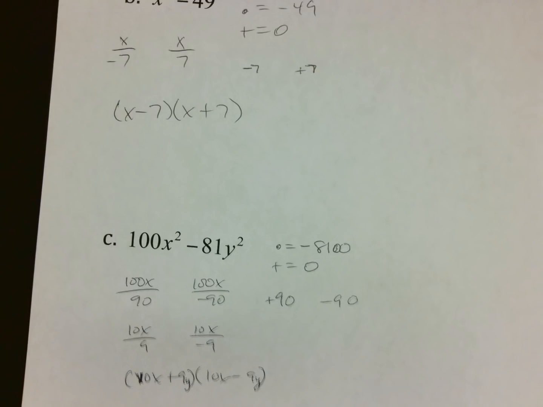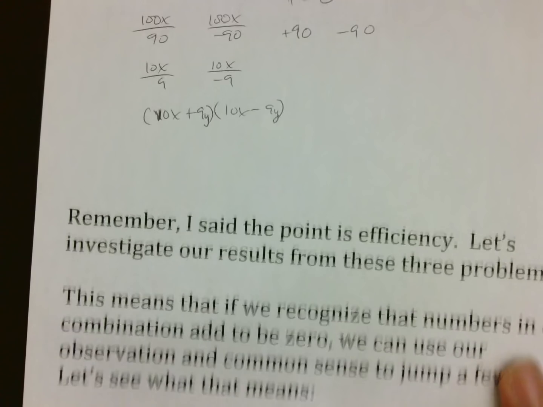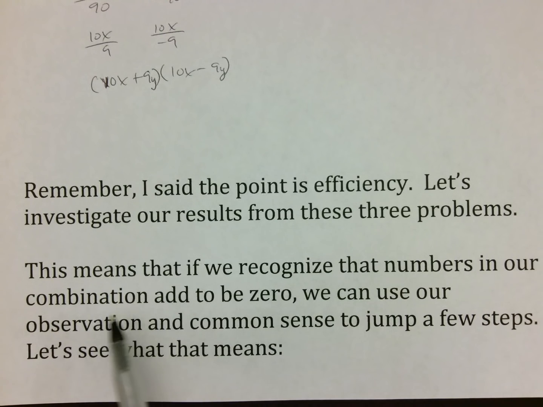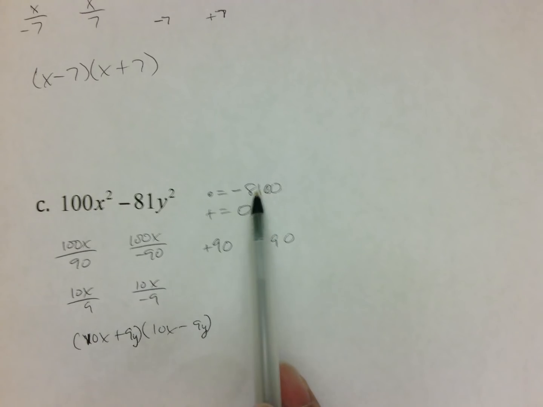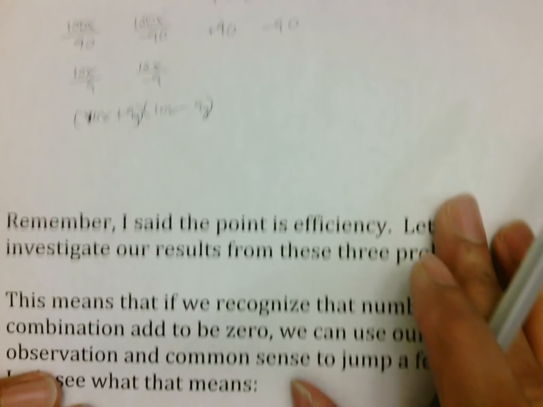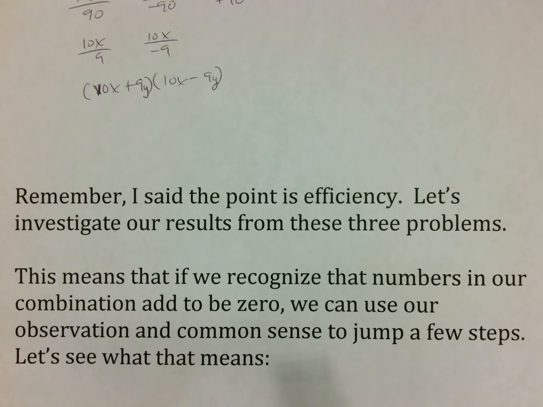What that means for us is that if we recognize that numbers in our combination add to be 0, first off it has to multiply to make a negative, because if it doesn't, then you can't possibly have opposites. Because think about it, the only way I can have opposites is if they multiply to make a negative. But if you recognize that, then we can use our observation and our common sense to jump a few steps.